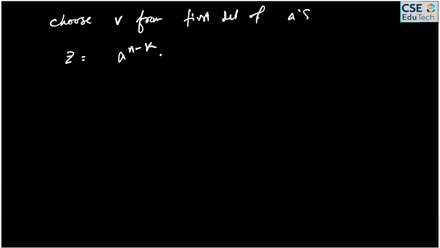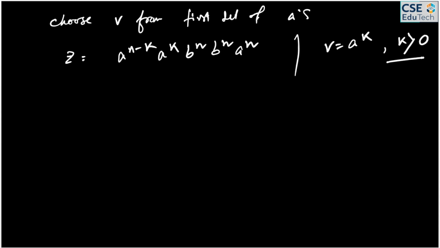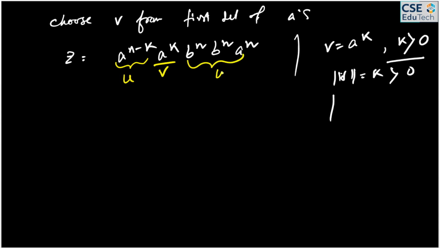So we can write Z equal to A to the power n minus k, A to the power k, then B to the power n, and B to the power n, then A to the power n, where we have chosen V equal to A to the power k such that k is greater than 0. Then the length of V is obviously k, which is greater than 0, so the condition is satisfied. Together, UV, length of UV, is obviously n, so this condition is also satisfied.